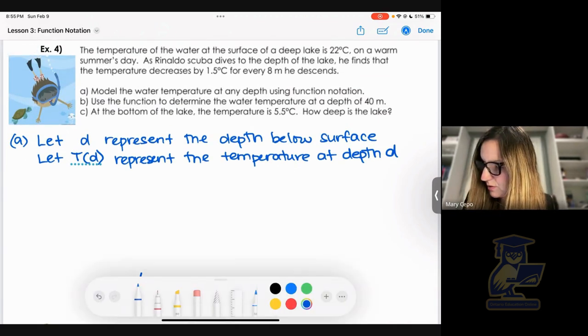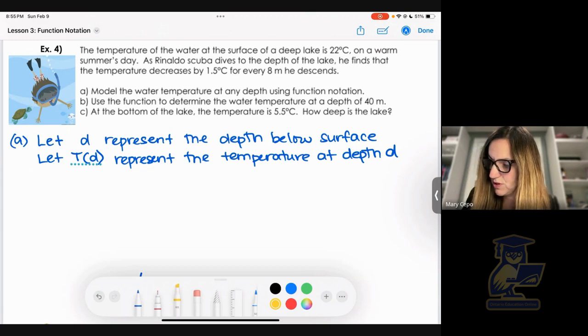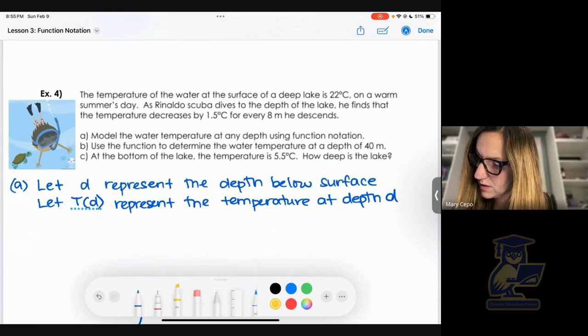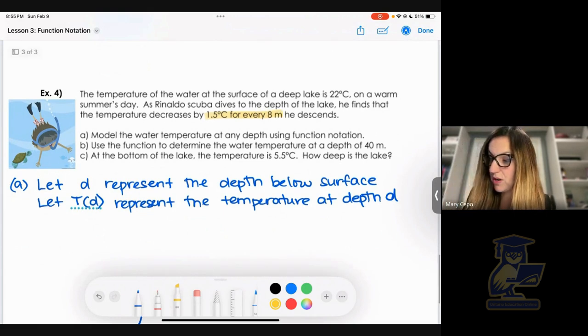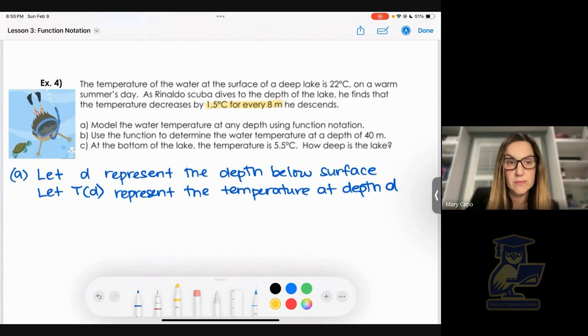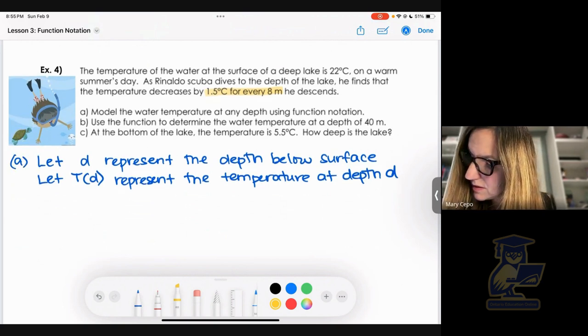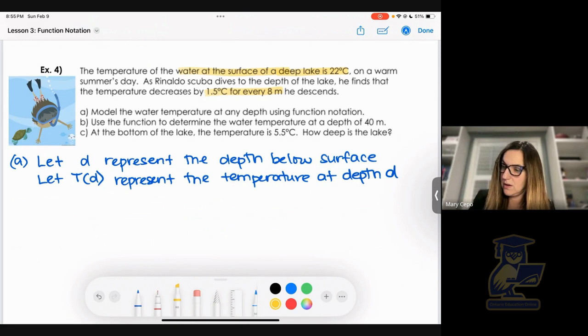Okay, so we're given that, and I'm going to highlight that. It's really important to summarize what information we have and what we need to figure out. So we're given that the temperature decreases 1.5 degrees Celsius for every 8 meters. We also are given that the water at the surface of a deep lake is 22 degrees Celsius. That means we start at 22 degrees Celsius, and then the temperature decreases for every meter he descends.